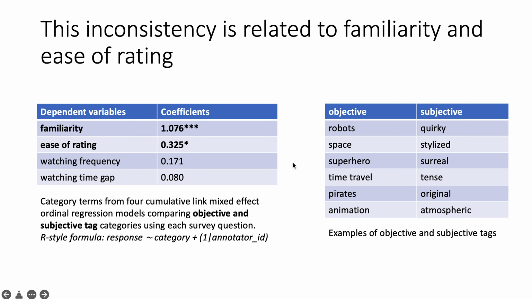And when we looked at the set of tags that we selected for objective and subjective tags, it really looked like that, because objective tags seem to be just simpler. Objective tags include tags such as robots, space, superhero, time travel, pirates, animation, while subjective ones include quirky, stylized, surreal, tense, original, atmospheric. And that could be related to two reasons. Users might choose more complicated words for subjective tags, or subjective feelings might be just harder to express. That is why users need to use more complicated words for that.